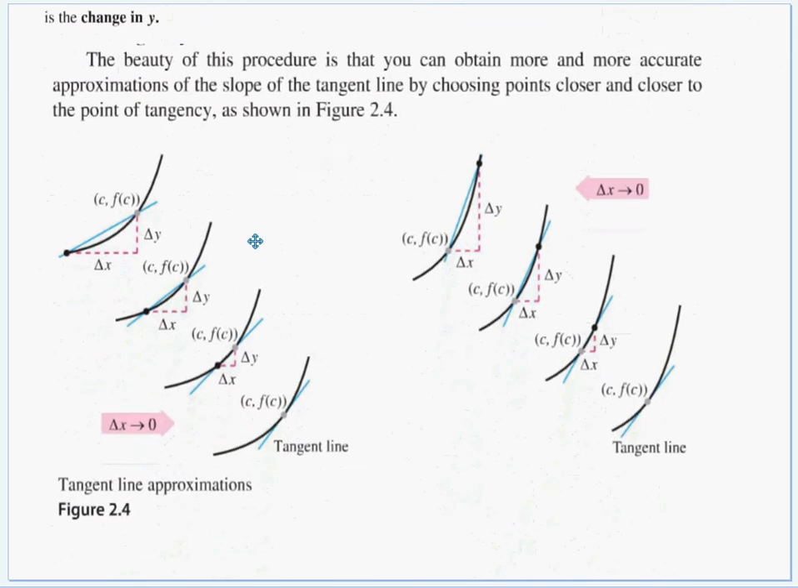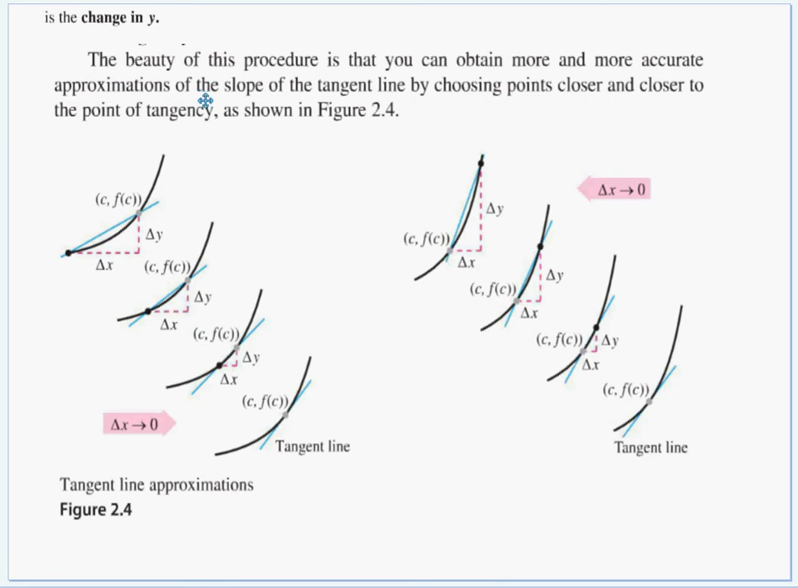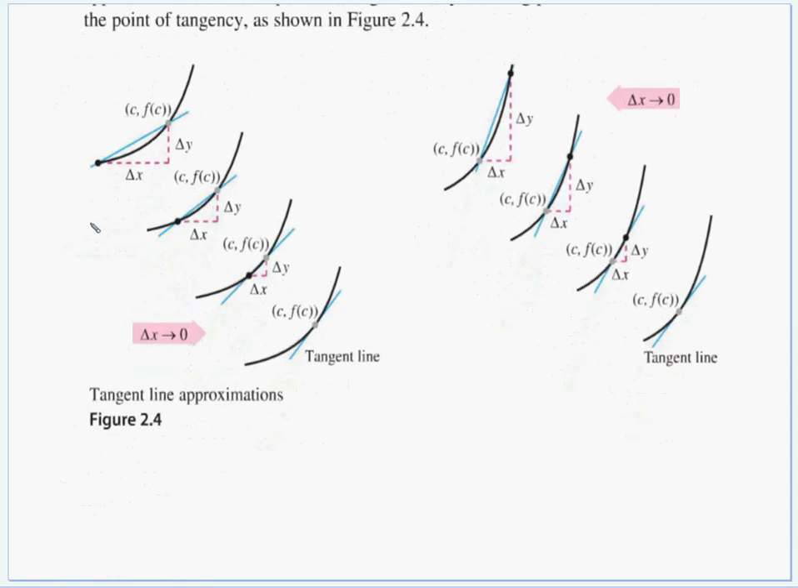And then the book says the beauty of this procedure is we can obtain more and more accurate approximations of the slope of this tangent line by choosing points closer and closer to the point of tangency. So here delta x is approaching 0. If we look at this triangle, the base of it, delta x, is shrinking. And as that shrinks, it's a right triangle, so this other side shrinks. It's getting smaller and smaller. It's getting pinched off right at that point. And that will be the slope of our tangent line.